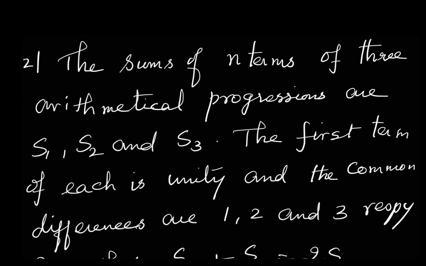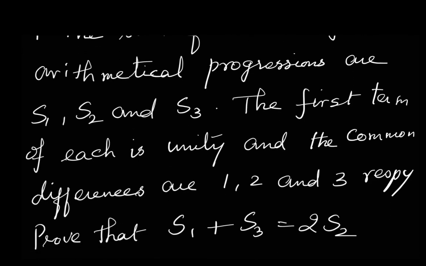See the next sum. This is not given in your book; it is outside of the textbook sums. The sums of n terms of 3 arithmetic progressions are S1, S2 and S3. The first term of each is unity and the common differences are 1, 2 and 3 respectively. Prove that S1 plus S3 is equal to 2S2.